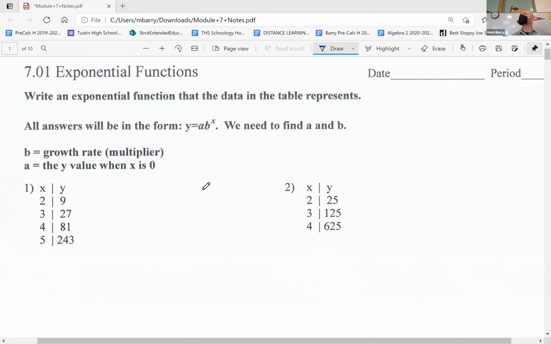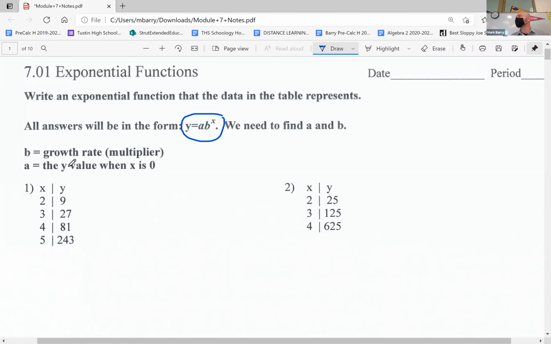Okay, and so the first thing we're going to start off with here today is writing an exponential function that the data in the table represents, okay? And this is gonna be kind of our key formula, y equals a times b to the power of x. And what we really need to find is a and b, okay? So I put them kind of backwards here because usually we're gonna find b first, all right?